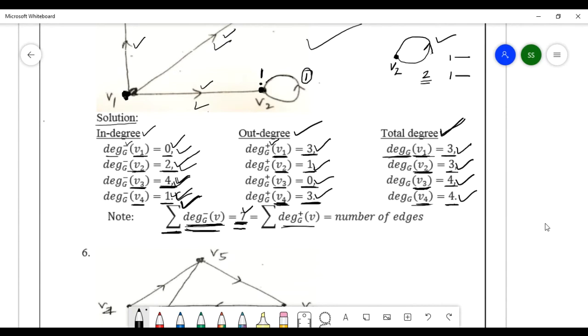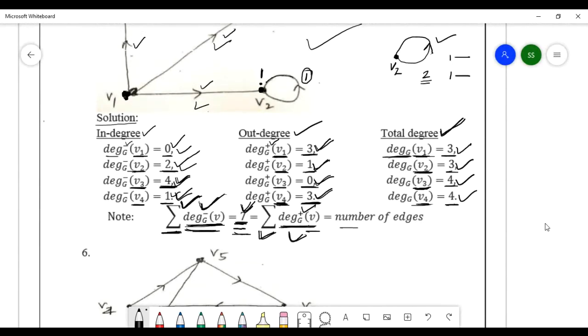And now look here. The sum of all out degrees: 3 plus 1 plus 4 plus 0 plus 4 plus 3 comes to 7. So the total of all in degrees and the total of all out degrees both come to 7. Total in degree equals total out degree. See this: total in degree 7 and total out degree 7.